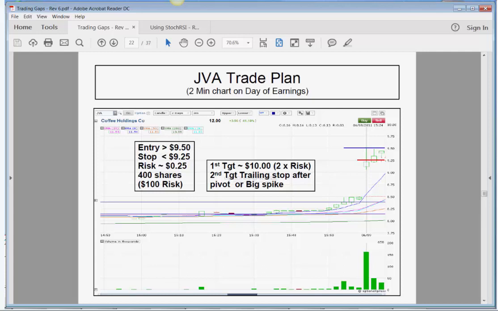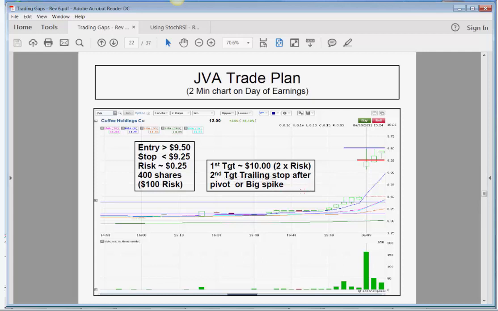Then it wouldn't go below 9.25. It didn't get to 9.50. I said, you know what? If it gets over 9.50, I'm going to go long, and I'm going to set a stop below 9.25. To risk 25 cents, 400 shares, is $100. All right. My target, because I think it's going to run pretty fast, is 2 times the risk, $10. Then I'm going to use a trailing stop on the remainder or some sort of big spike move.